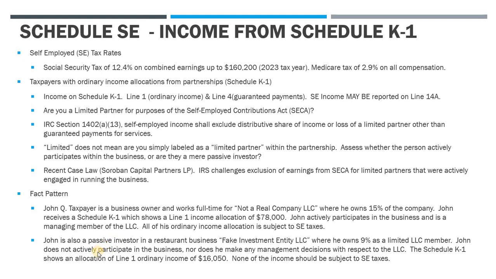Now, the second partnership K-1 that John receives is from a restaurant business. So John is a passive investor in a restaurant business. He owns 9%, and he is labeled as a limited partner, a limited LLC member. So John is not a managing member of this entity. He doesn't actively participate in the business at all. He doesn't make any management decisions. And so the position taken by both the partnership and John personally is that the K-1 ordinary income allocation is subject to ordinary income tax, right? So it's subject to that federal income tax, but it's not going to be subject to self-employment.